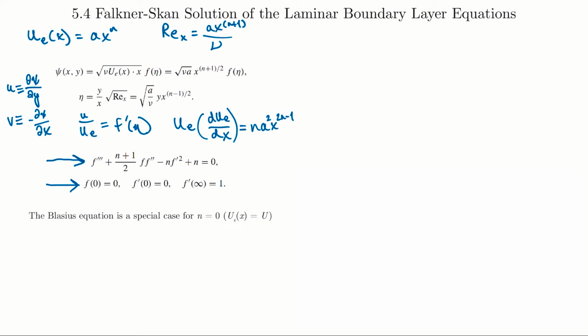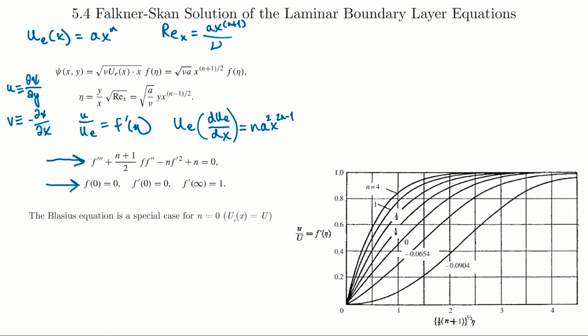Now we can see from this expression that the Blasius equation is a special case for n equals 0, where the u edge velocity would be equal to capital U, the free stream velocity. And we're not concerned with the n less than 0 solutions because they're not likely to be seen in practice. So for n greater than or equal to 0, the solutions to these equations have the proper behavior. Then our numerical coefficients depend on n. So I'm showing in this figure solutions to these equations for different values of n.